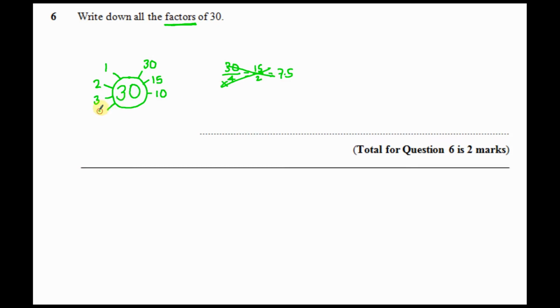Does 5 go into it then? 5 does go into 30 6 times, because it's 5 times 6. And now the next number, does 6 go into there? We've already repeated ourselves, so that means we've found all the possible factors. So in this case it's 1, 2, 3, 5, 6, 10, 15 and 30. They are all the factors of 30.